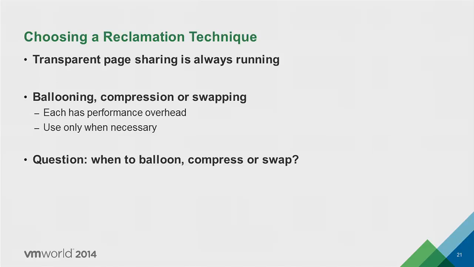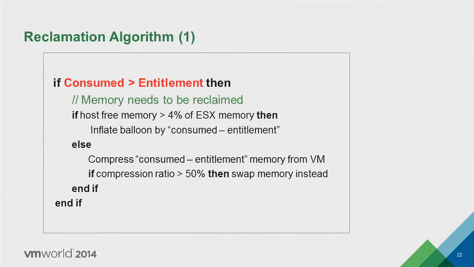So we have these four techniques. Transparent page sharing, as I said, is very low cost, so it is always running. Whereas ballooning, compression, and swapping are a little bit costly. But the question is, when do we use one of these techniques: balloon, compress, or swap? This shows the high-level algorithm. It depends upon the memory state of the ESX. Our threshold is 4%. If the host has more than 4% free memory, then normally we use ballooning to reclaim the memory.